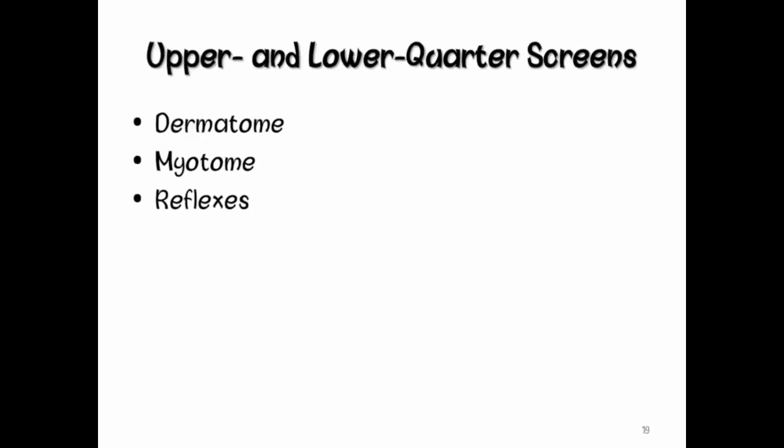Now comes the upper and the lower quarter screens. So here, upper and the lower quarter screens involve three things. We have the dermatome, myotome, and the reflexes. So first, the dermatomes, they are used to assess the sensory nerve function. So here we have to identify any altered sensation, for example, numbness, tingling, or the heightened sensitivity.